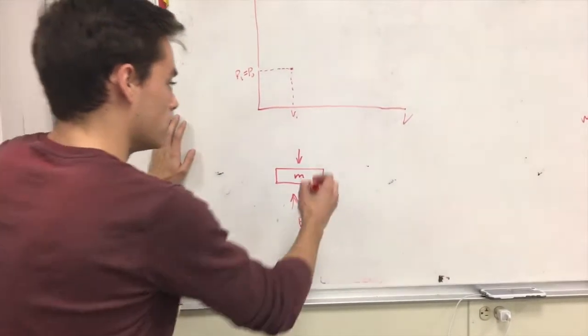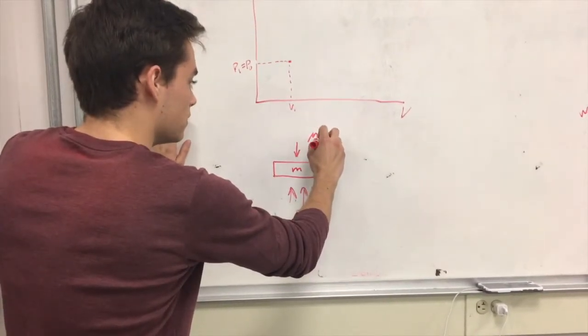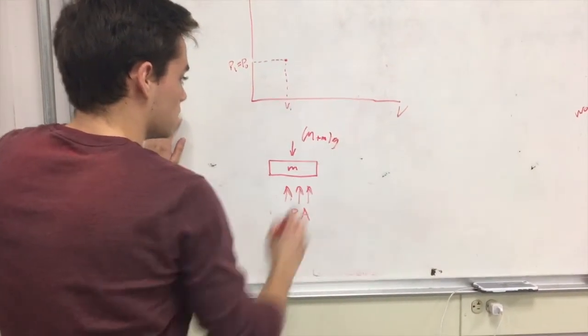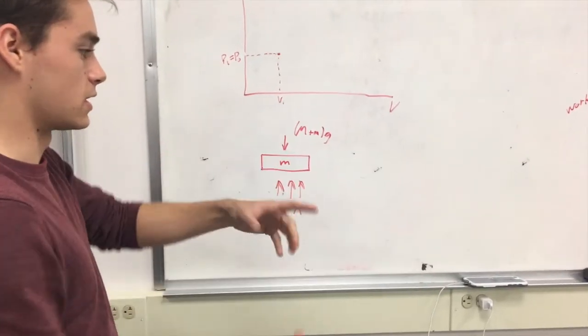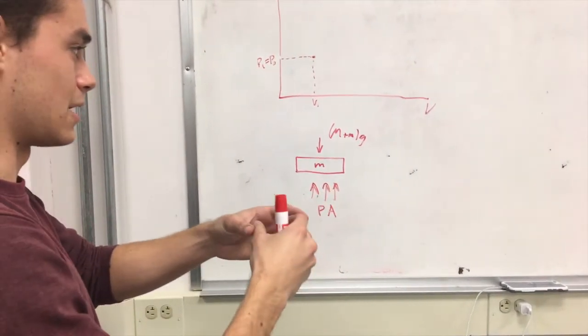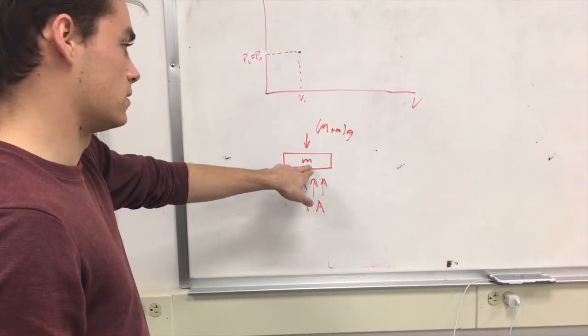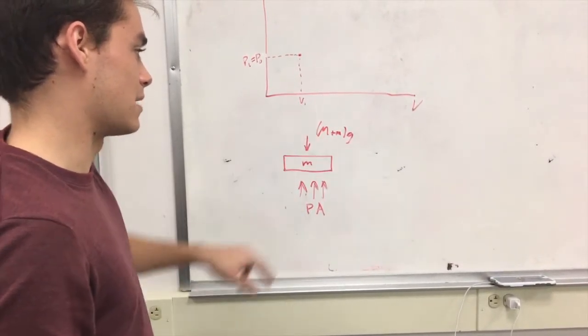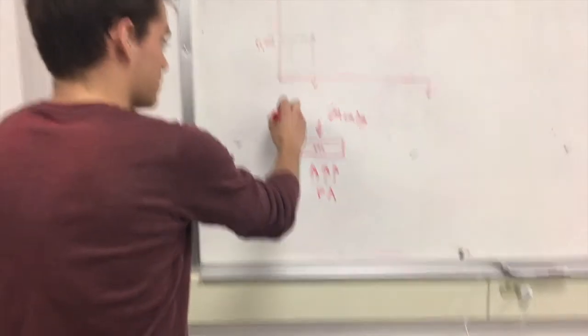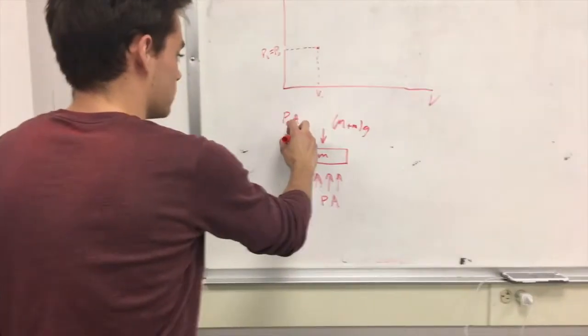I'll call that big M, which is whatever's on top of the stand outside of the piston plus a little m, times gravity. So it's a combined mass. And then there's also just atmospheric pressure times area pushing down too.